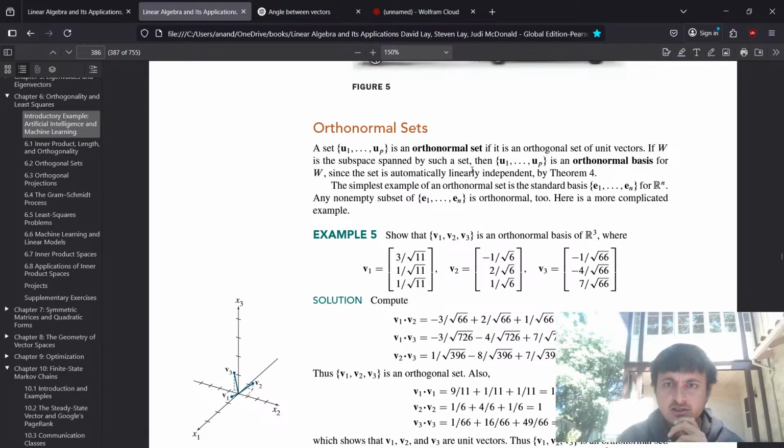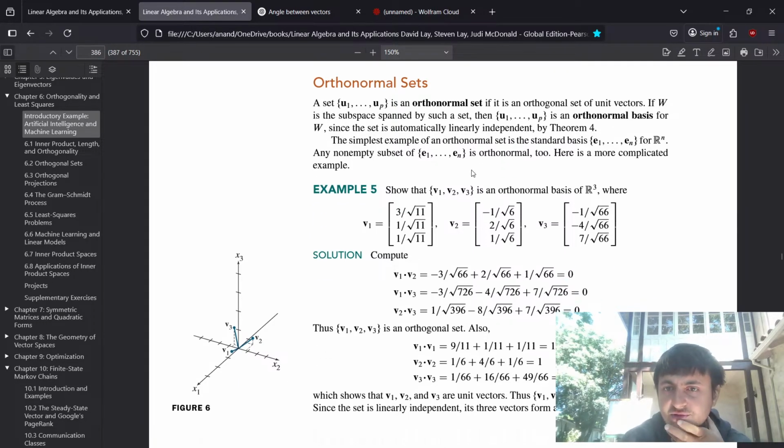Orthonormal sets. A set u1 to up is an orthonormal set if it is an orthogonal set of unit vectors. If W is the subspace spanned by such a set, then u1 to up is an orthonormal basis for W, since the set is automatically linearly independent by theorem 4. The simplest example of an orthonormal set is the standard basis. Any non-empty subset is also orthonormal. Here's a more complicated example.